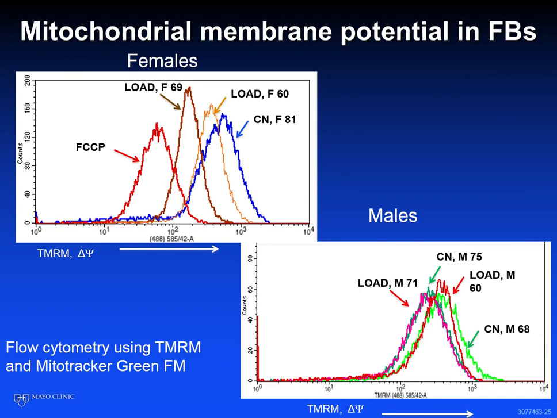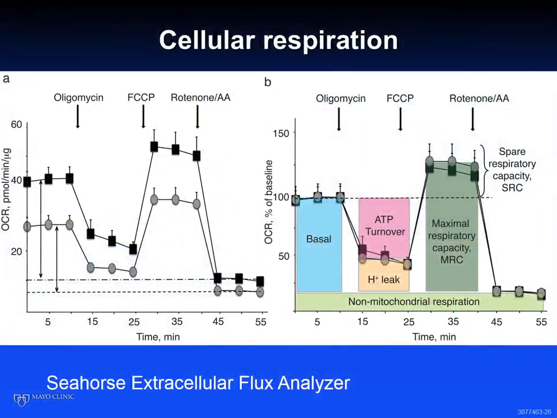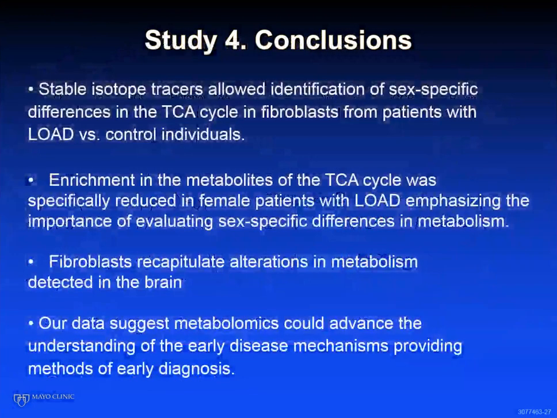This is one of the examples where, when we looked at the same fibroblast, where there were no changes in enrichment from glucose compared to females, we saw that membrane potential was specifically decreased in female fibroblasts compared to no changes in males. So there are interesting general biology changes in males versus females that actually translate into metabolic alterations. So we're also going to use Seahorse, which I'm not going to talk about because of the time.